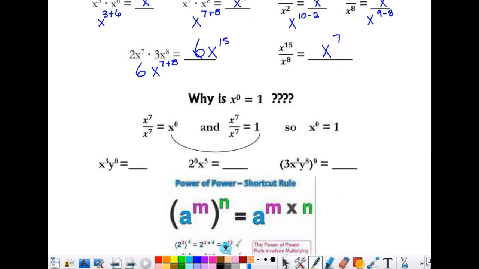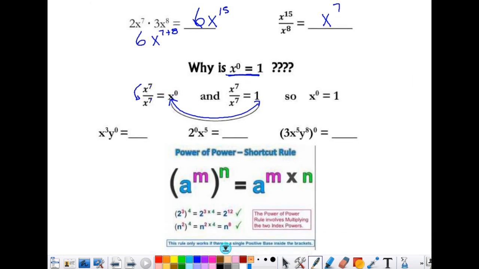Now this section of the notes explains why anything to the 0 power is 1. That was on the first page of the notes. And that's just kind of something fun to know. What we just learned is you subtract. So 7 minus 7 is 0. But another thing we know is that anything divided by itself is also 1. So if x to the 7th divided by x to the 7th is 1, and x to the 7th divided by x to the 7th is 0, then these two must be equal also. X to the 0 equals 1.